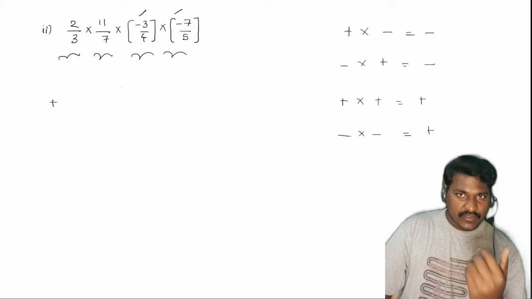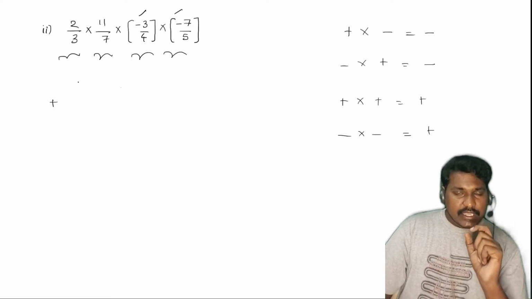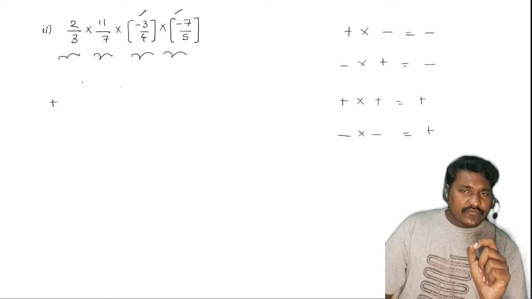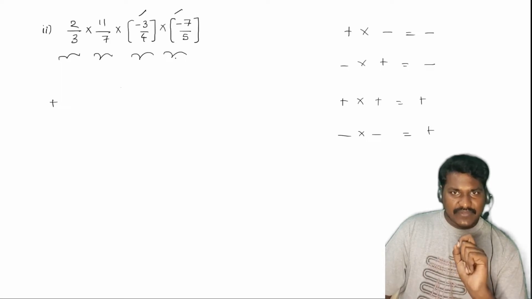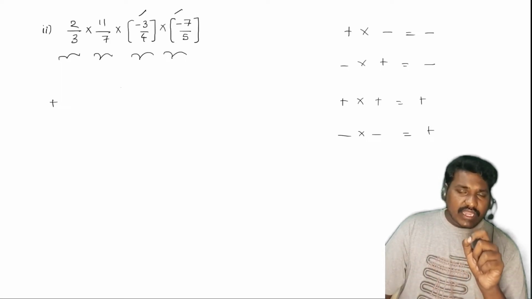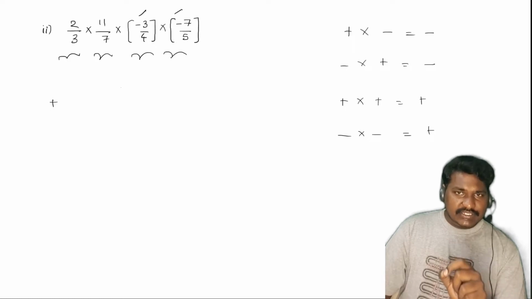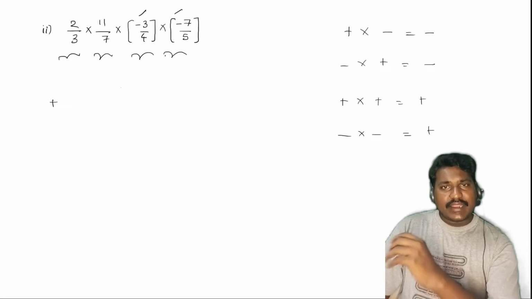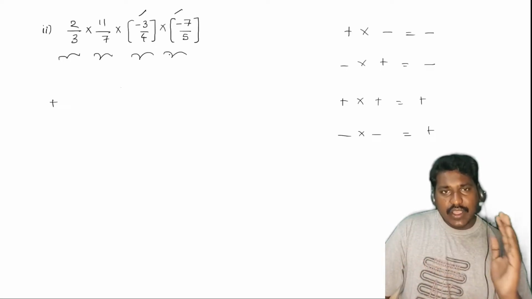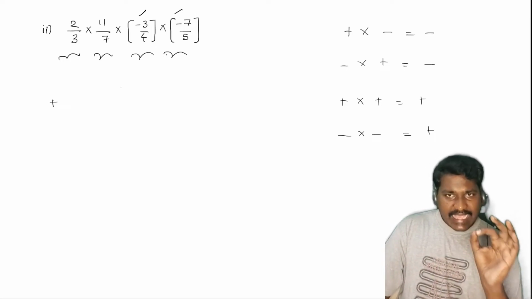Now forget about the symbols. Come to the question. Here all fractions are under multiplication. That means 2 by 3 into 11 by 7 into 3 by 4 into 7 by 5. Whenever the fractions are under multiplication, we just have to multiply all the numerators and multiply all the denominators. As simple as that.